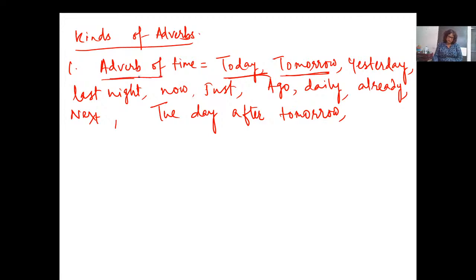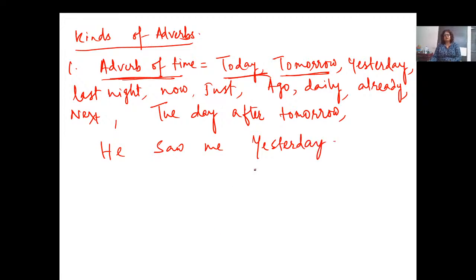At first, we have to identify them. You have to learn to identify what the adverbs are, how adverbs look. All these words are called adverbs. Suppose I am writing, he saw me yesterday.